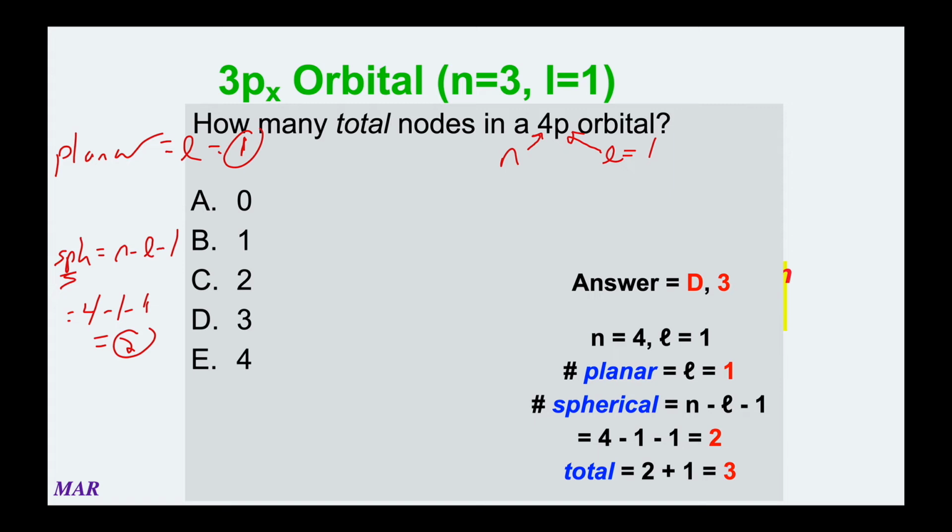There's a total of 3 nodes total, sorry. Planar nodes, as I said, equals L. Spherical nodes, n minus L minus 1. So there's one planar node, there's 2 spherical nodes, add those up, 3 total nodes. So this is a good question because it forces you to find, of course, the n and l values from a certain nl designation, and then you can find planar nodes and spherical nodes, put them together, good to go.